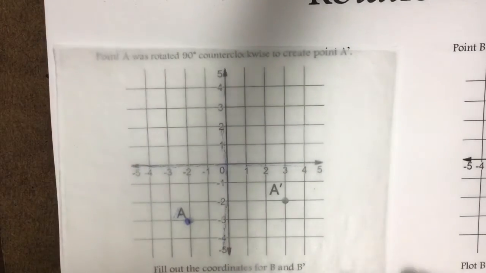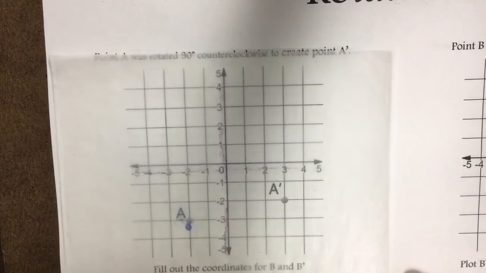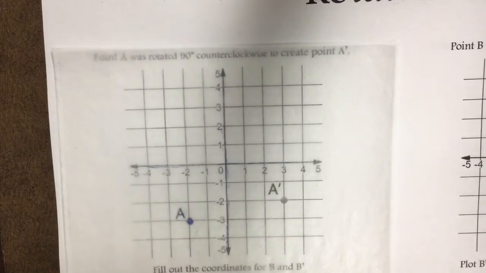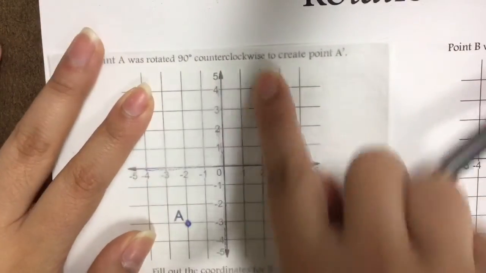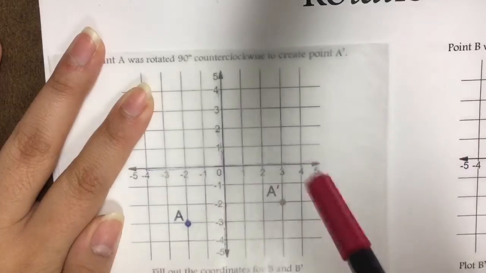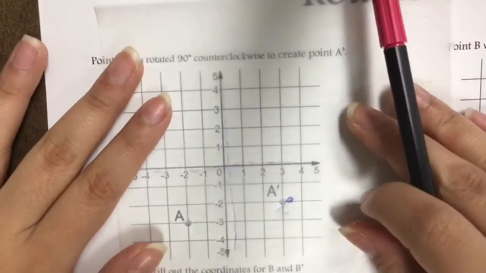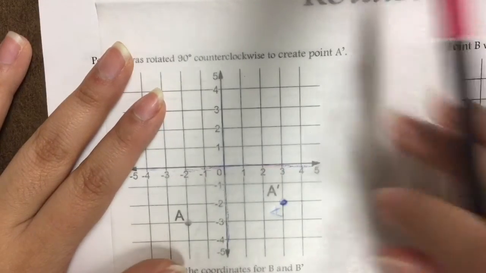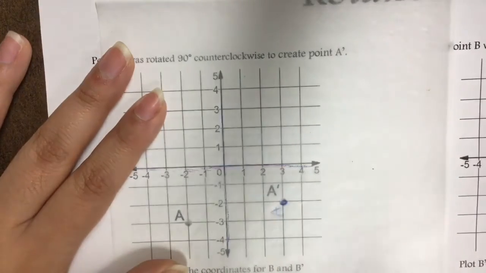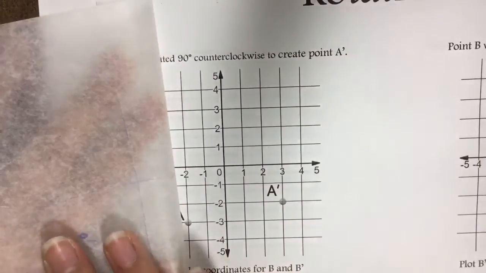Okay. So we have our point, and so now we're going to rotate it 90 degrees counterclockwise. So counterclockwise will be going in this direction. 90 degrees will be a quarter turn. So that'll be right here. What do you know? A prime, that's exactly where they drew it for us.